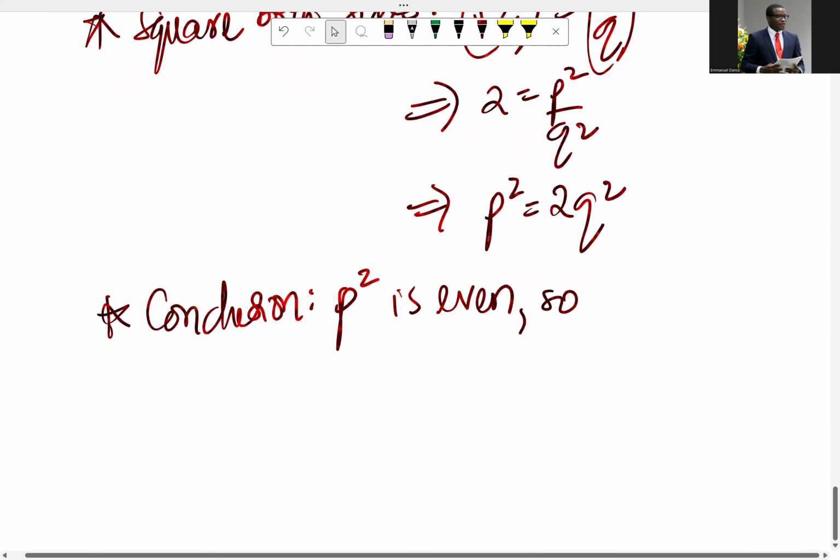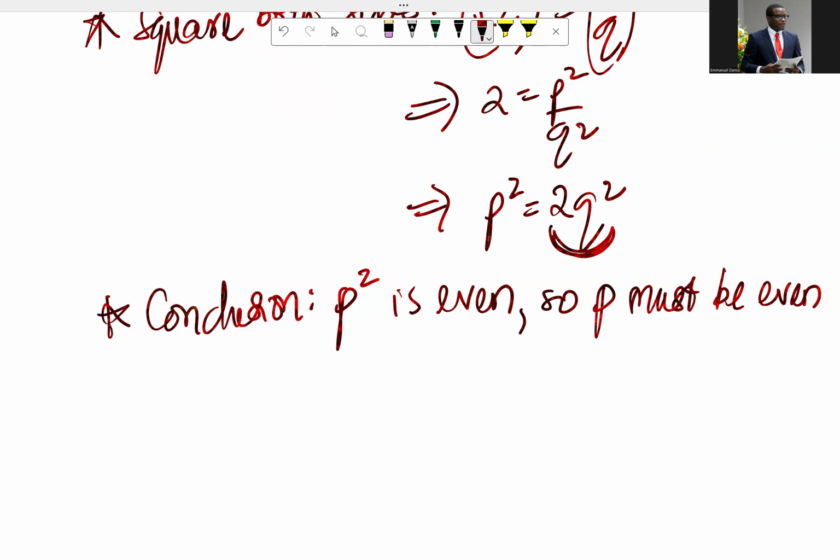So, p squared is even, so p must be even too. Yes, p squared is even because p squared is 2 times q squared. Whatever q squared is, once you multiply it by 2, then p squared is even. So for p squared to be even, it means that p itself has to be even.